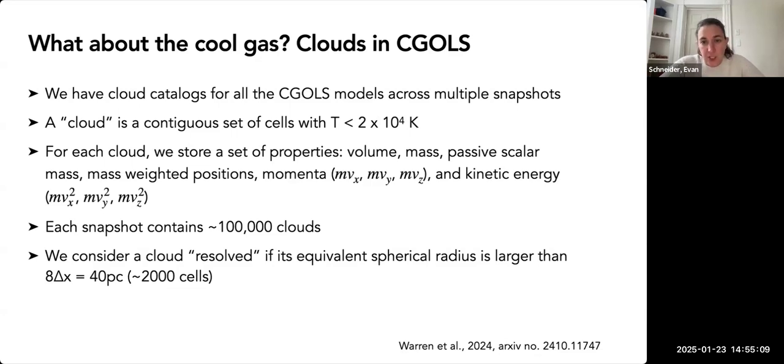And we store a bunch of properties for each cloud: volume, mass, position, momentum, a measure of the kinetic energy, et cetera. Just to give you a sense of scale, each of our snapshots for each simulation has about 10 to the 5 clouds in it. For the purposes of the next few slides, I'm going to consider a cloud to be resolved if the equivalent spherical radius is larger than about 8 times the cell size. In other words, some of these clouds are elongated, but we can take the volume and divide it by the number of cells to determine a spherical radial equivalent. That corresponds to something like 2,000 cells, or about 40 parsecs for our highest resolution simulations.